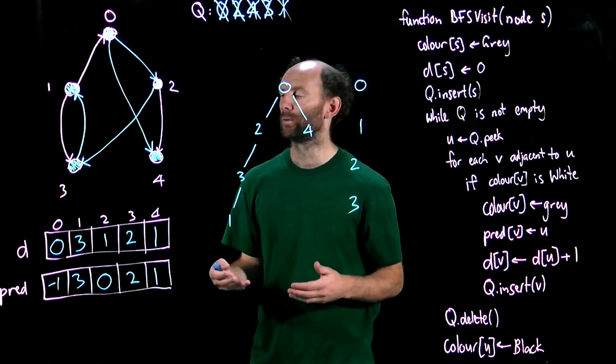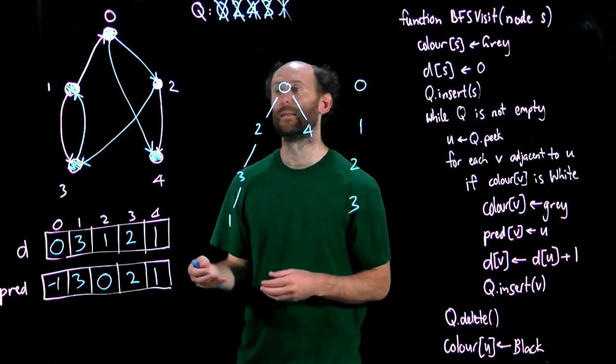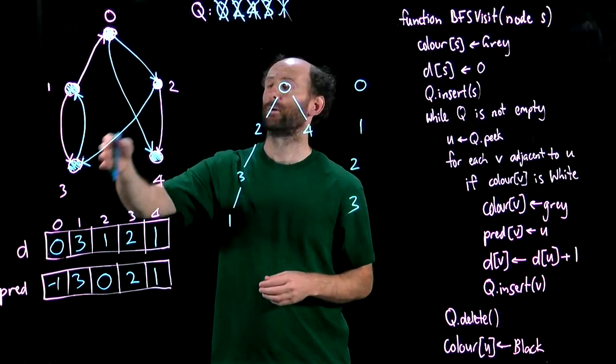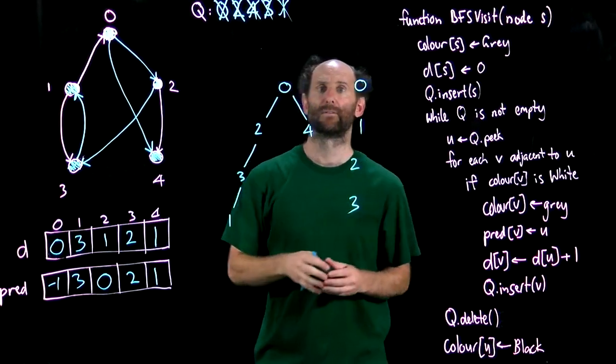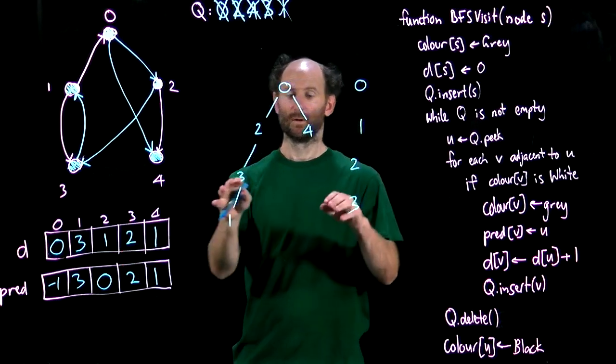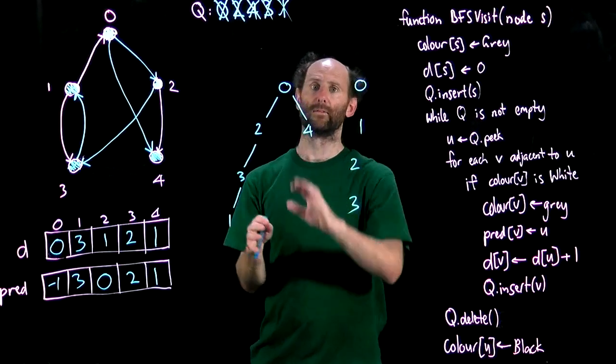Indeed, we'll see shortly that D is also the distance of the node from the root in the original graph. That is, the shortest path from 0 to 3 in the digraph, for example, is just D of 3, which is 2, so that's just the level of 3 within the search tree.